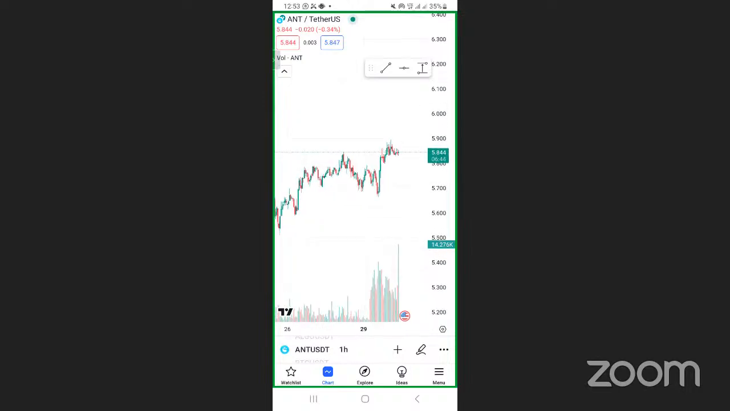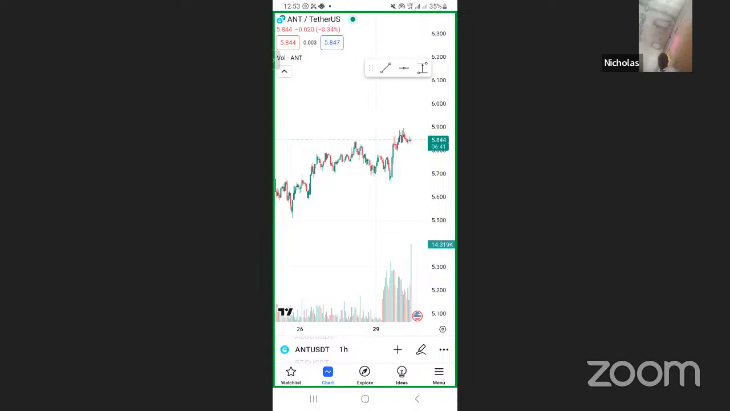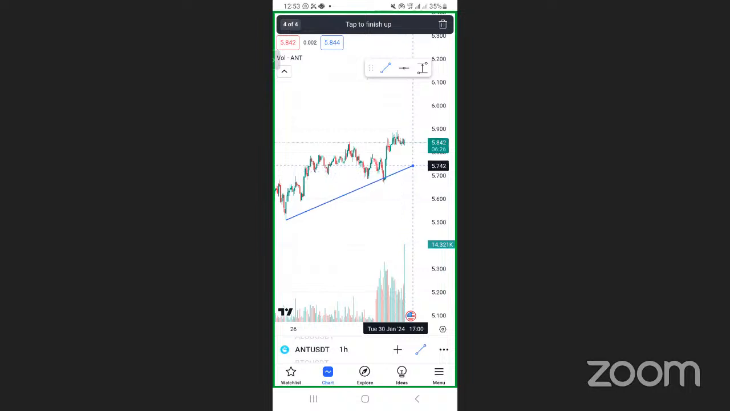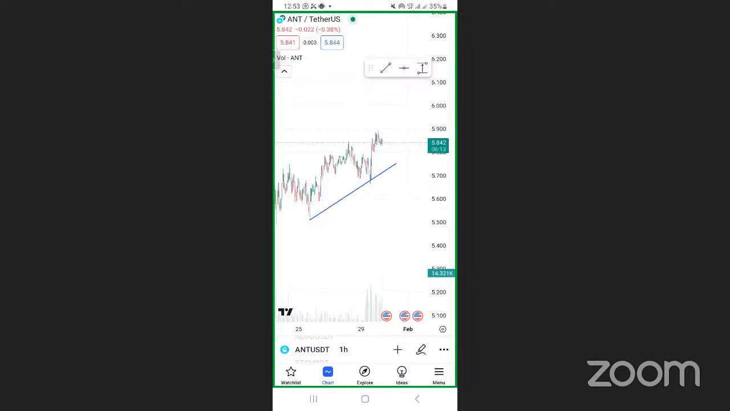It's an uptrend. Okay, how do I know? I just bring my range and I see my trend line. If I can get 2 points, I can get 2 points like this. I can even draw like that. This coin is in an uptrend.